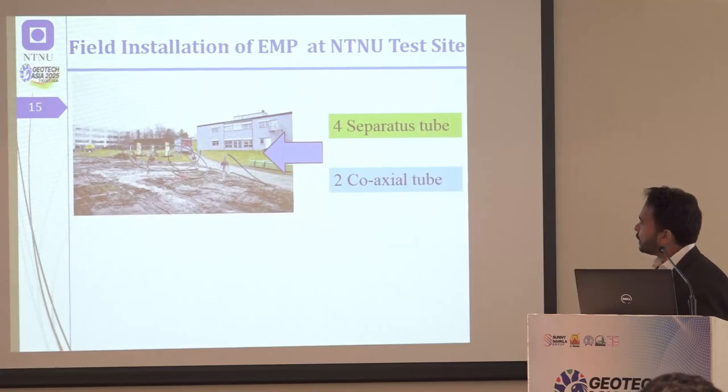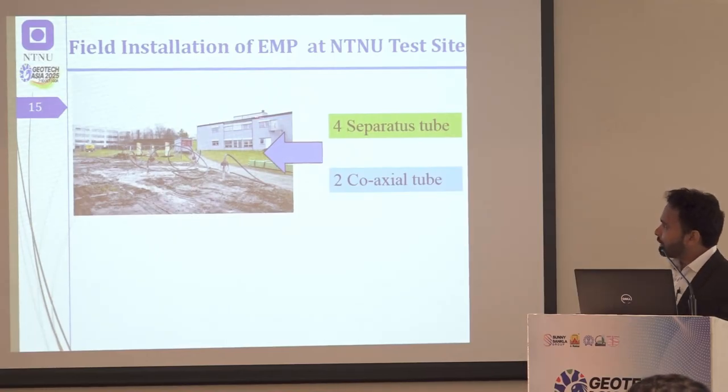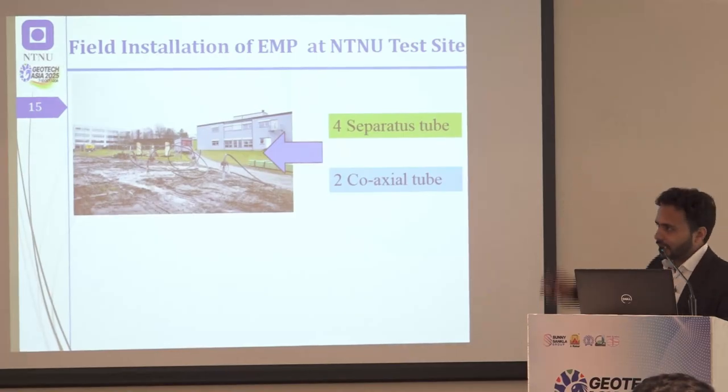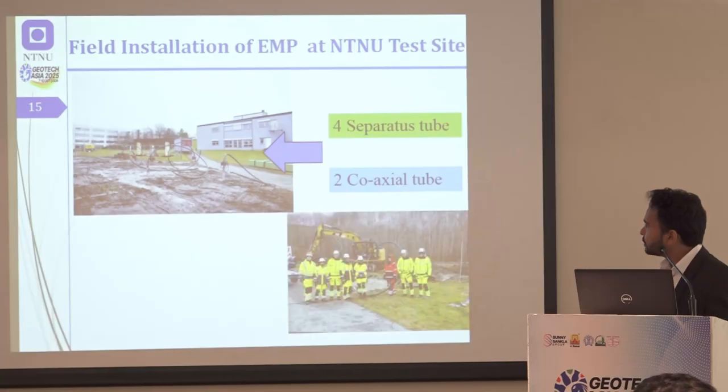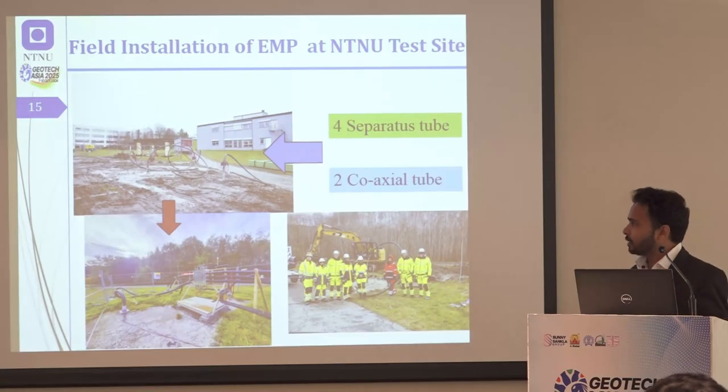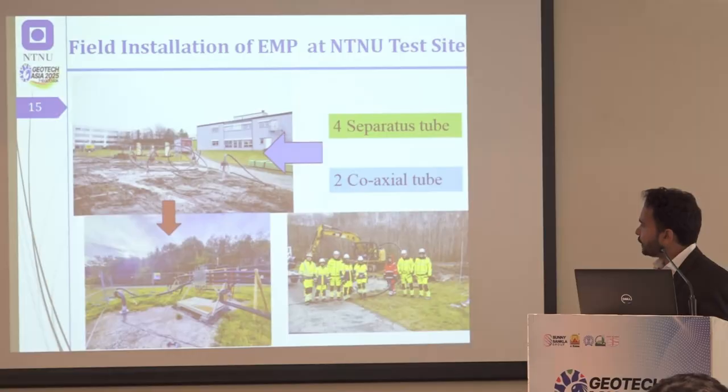As we see, when we installed all 6 piles, it looks like this, where we used 2 types of loop: 4 separator loops and 2 coaxial loops. In an earlier PPT, I discussed how the coaxials look, where we have inlet and outlet in the same tube as well. And this is the team when we installed. We took help from some consultant companies to install the micropiles, and this is how the site looks now. Right now, before coming to India, I started the operation, so the operation is going on, and very soon we will get some results out of it.